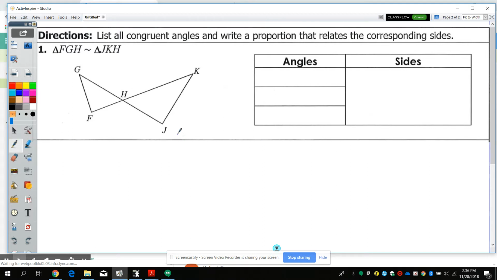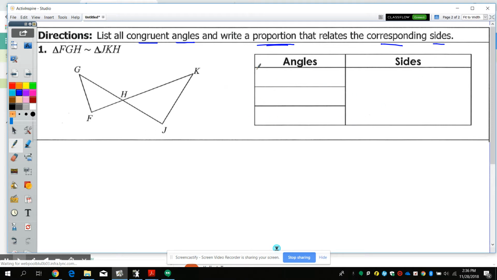I'm doing this one as an example of not only this problem, but really trying to understand similar figures, similar triangles. So the question says, list all congruent angles and write a proportion that relates to the corresponding sides. And these are the two things that are important for shapes to be similar: congruent angles and corresponding sides that are proportional. So we've given you two boxes here to fill these things in.